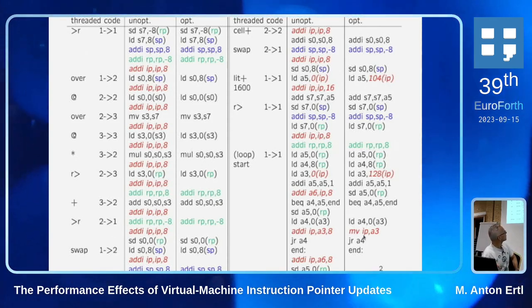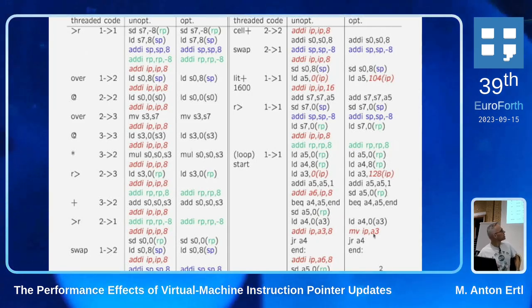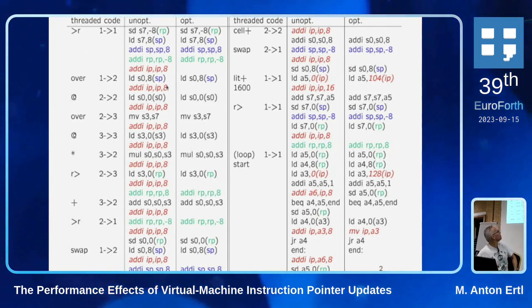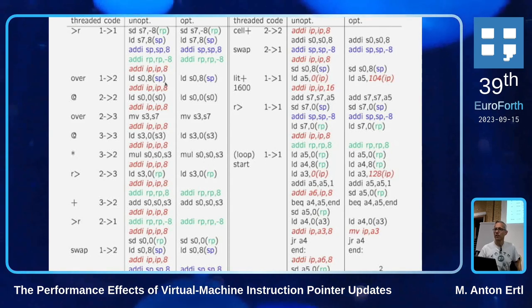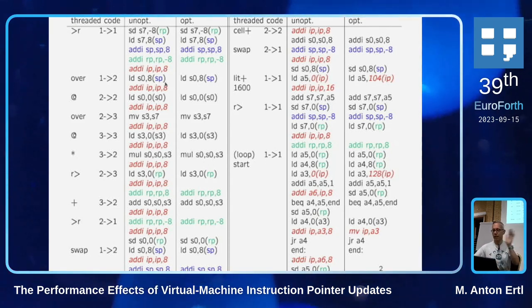Some other things: you see that we have some blue stuff, which is stack pointer updates, and green stuff, which is return stack pointer updates, which will play a role later.